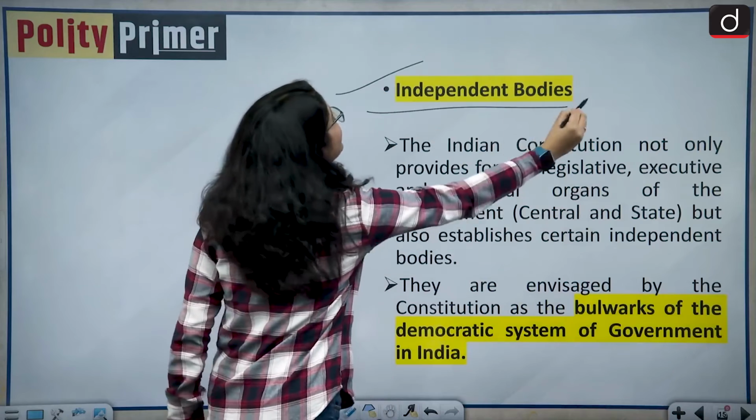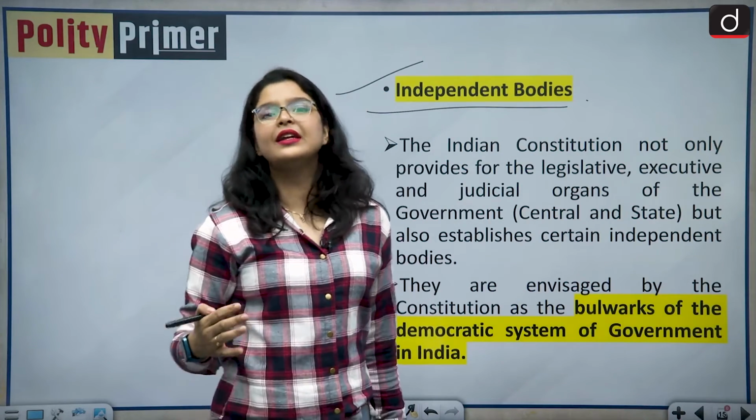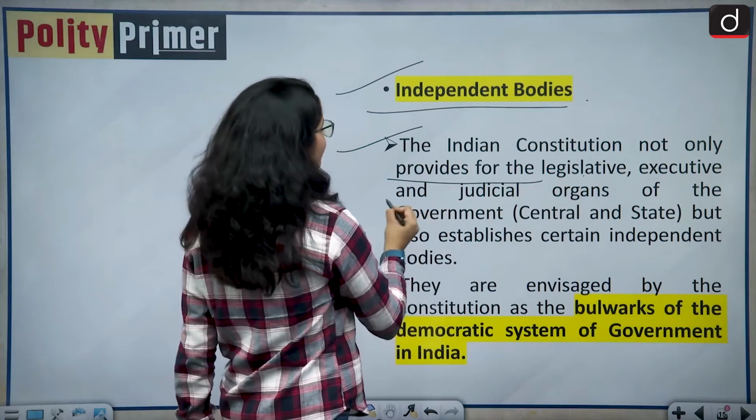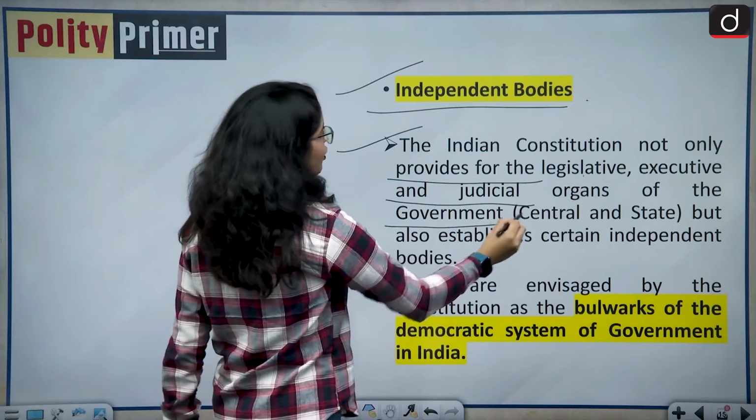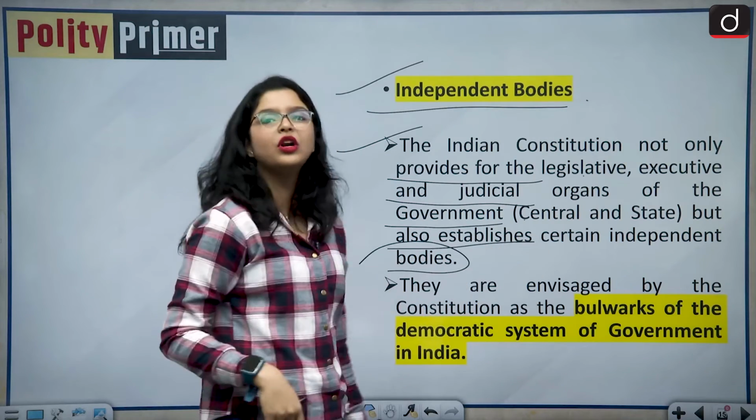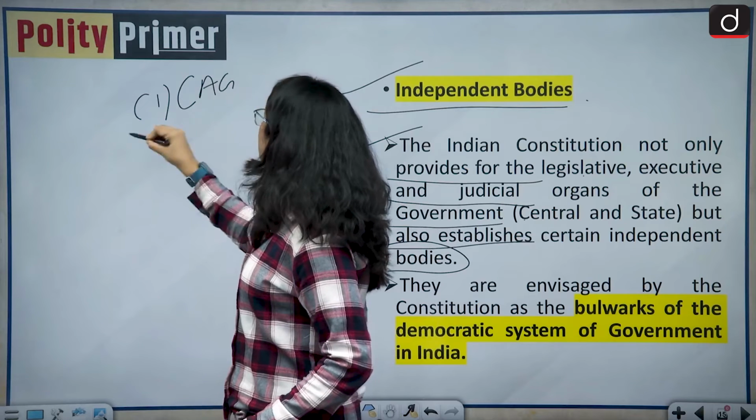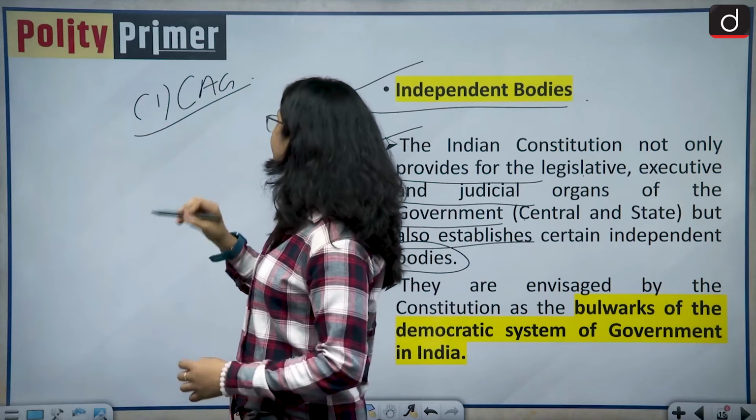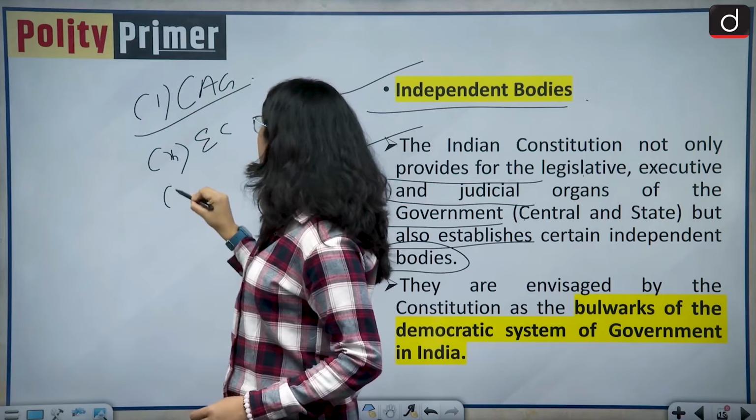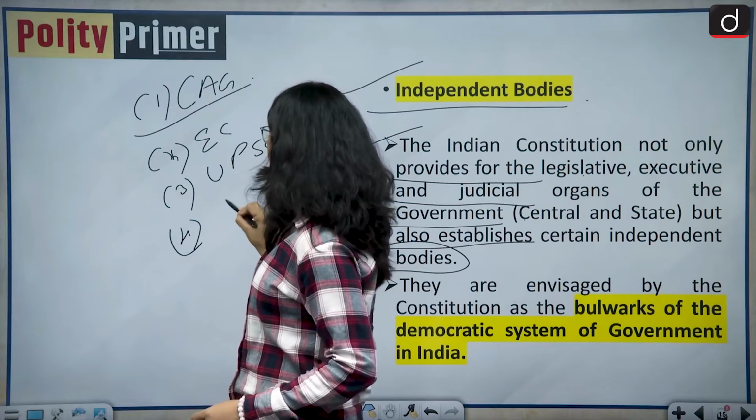Then independent bodies. Independent bodies are another salient feature of our Indian Constitution. The Indian Constitution not only provides for the legislative, executive and judicial organs of the government, central and state, but also establishes certain independent bodies. For example, the CAG, Comptroller and Auditor General of India, Election Commission, UPSC, state PSCs, and so on.